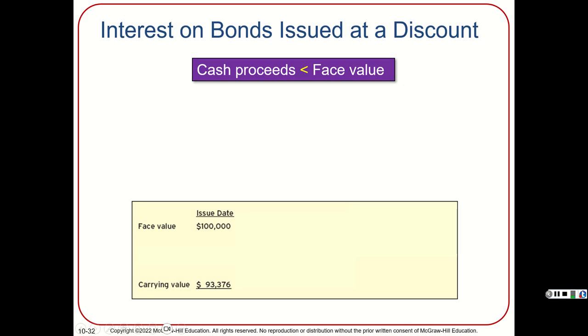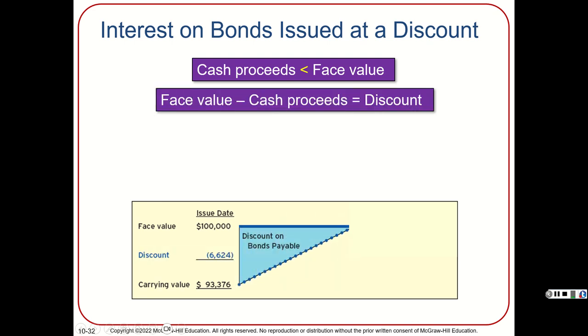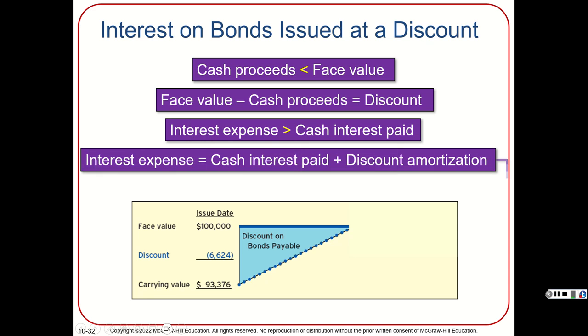So here we go. We have an issuance date. This is the discount. The cash proceeds are less than the face value, so that's why we call it a discount. In this case, the face value less the cash proceeds is the discount. We have the interest expense is greater than the cash interest paid, and the interest expense is the cash interest paid plus the discount amortization.